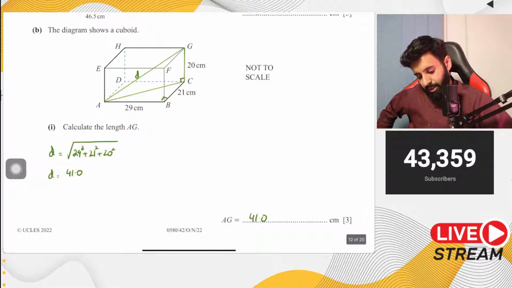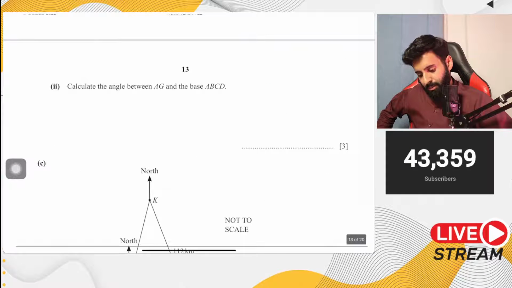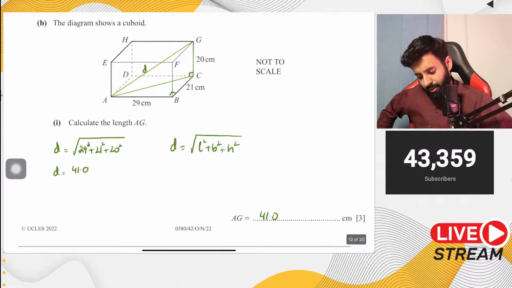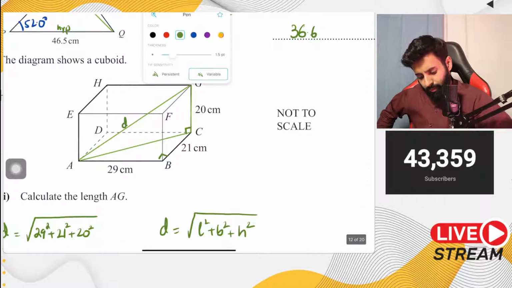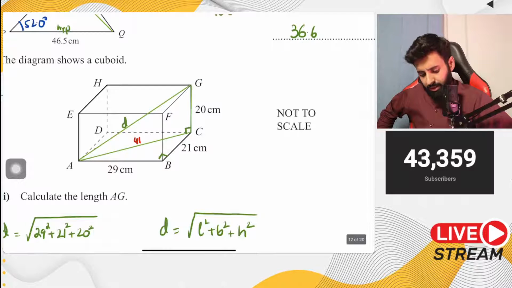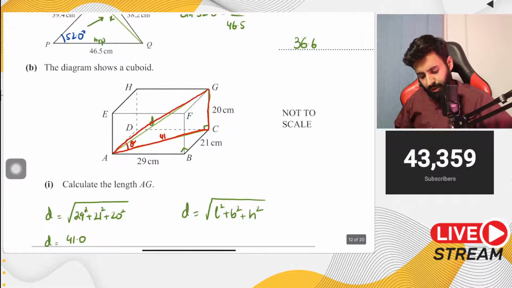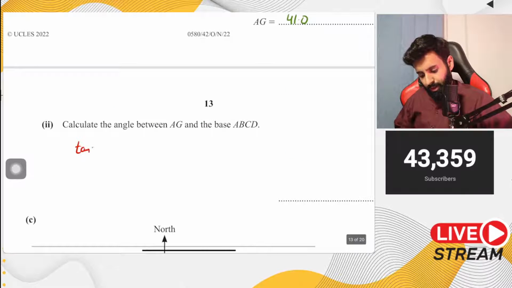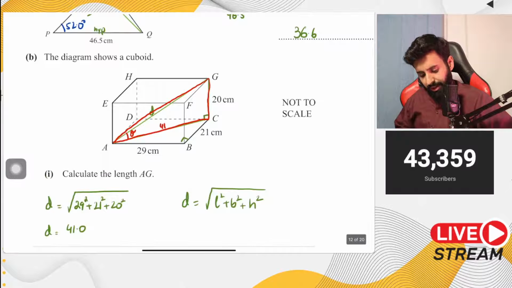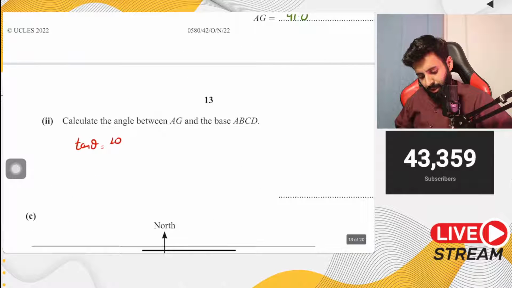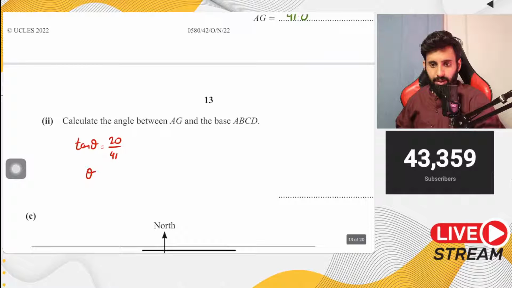Make sure to write this formula down. Diagonal of a 3D is equal to L squared plus B squared plus H squared. Calculate the angle between AG and the base ABCD. Now that we have everything that we need, we can work out the angle. This is the angle the question is asking us to calculate. This is the triangle right here, which we're going to use. So what can we use? We can use tan. So tan theta equals opposite, which is 20, upon the base, which is 41.